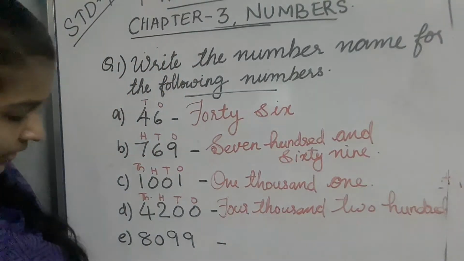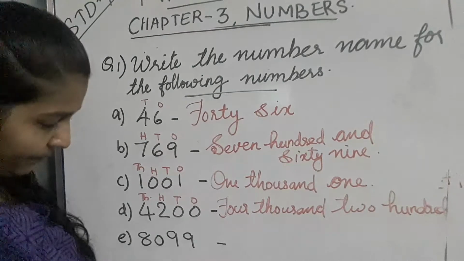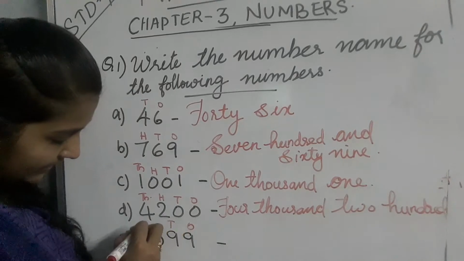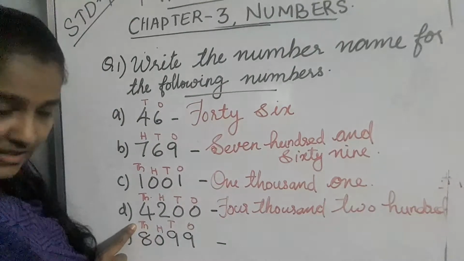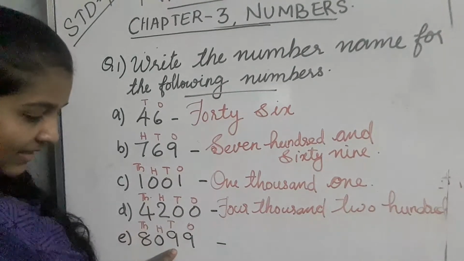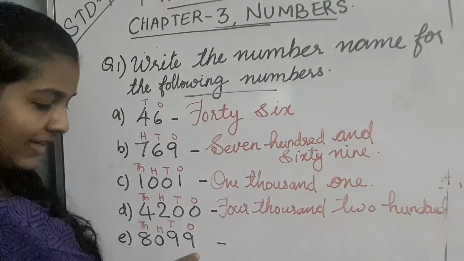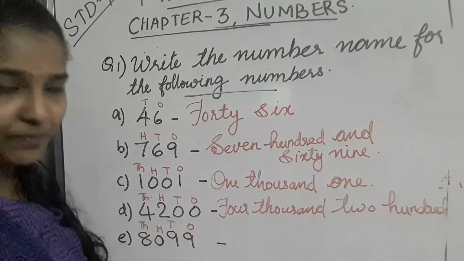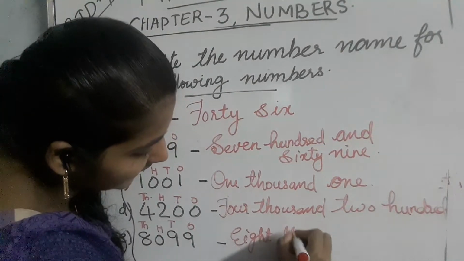Now look at the last question, 8099. So let's write the place values: ones, tens, hundreds and thousands. So how to read this number? 8000, 0 hundreds. So no need to mention the hundreds place. And tens place is 9 and ones place is 9. That is 99, isn't it? So 8099. You can write here 8099.